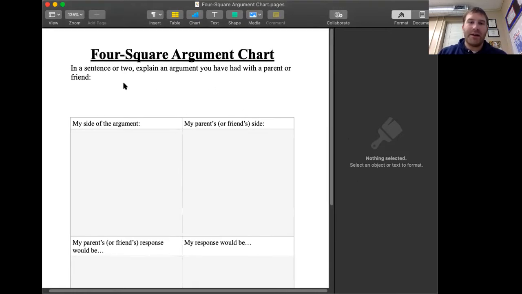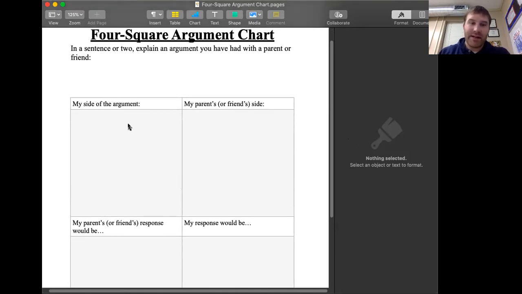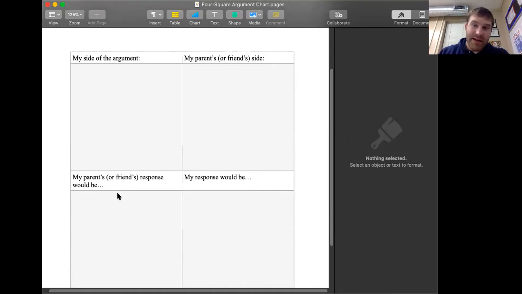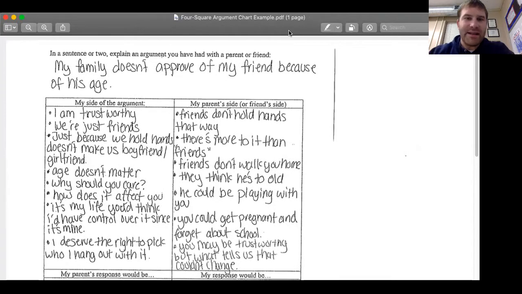So you are picking an argument that you've had with a parent or a friend. You're explaining what your side of the argument is, what their side of the argument is, how they would respond to your side, and how you would respond to their side. Here's an example of how one would look. All right. So this one, the student said, "My family does not approve of my friend because of his age." So that was the argument that they've had.